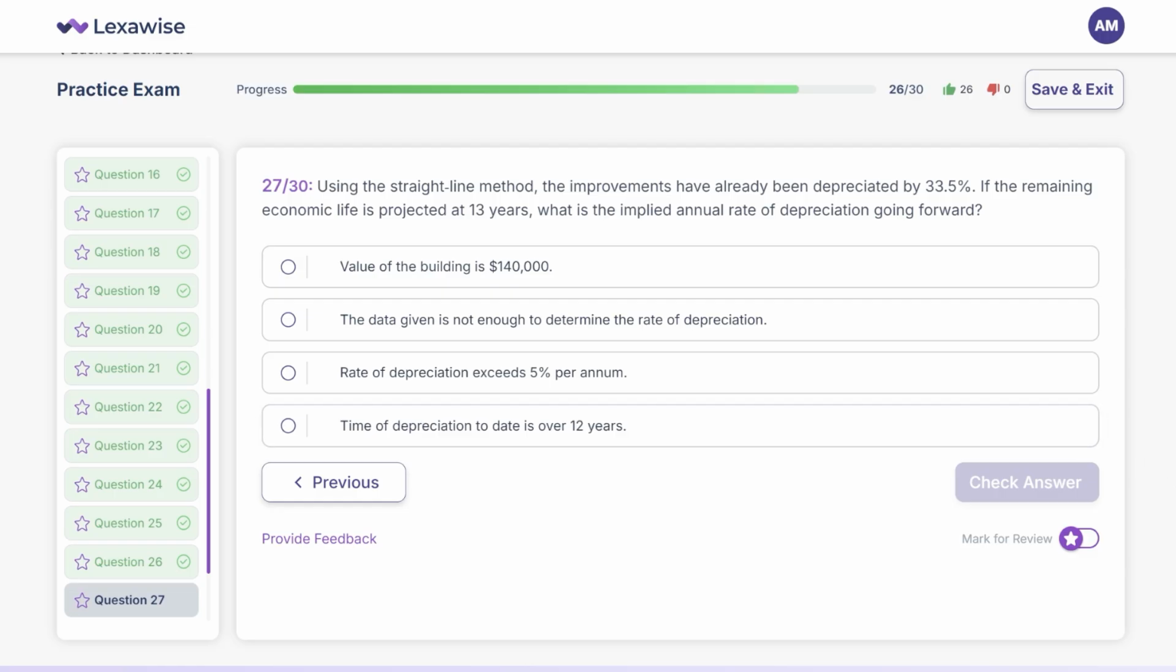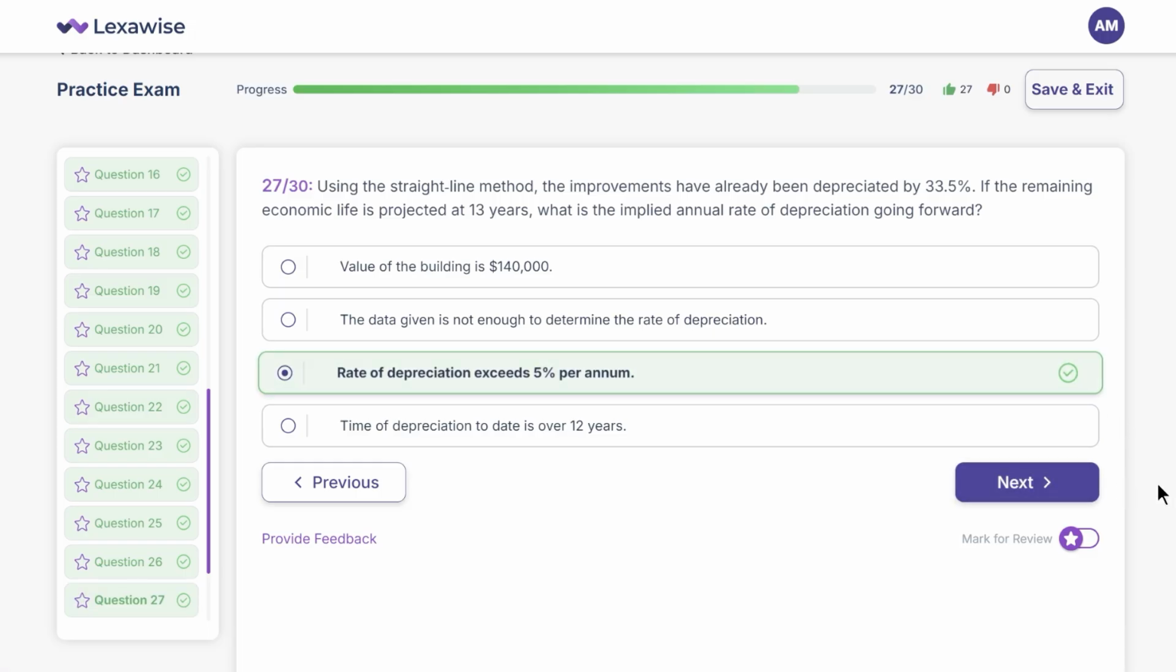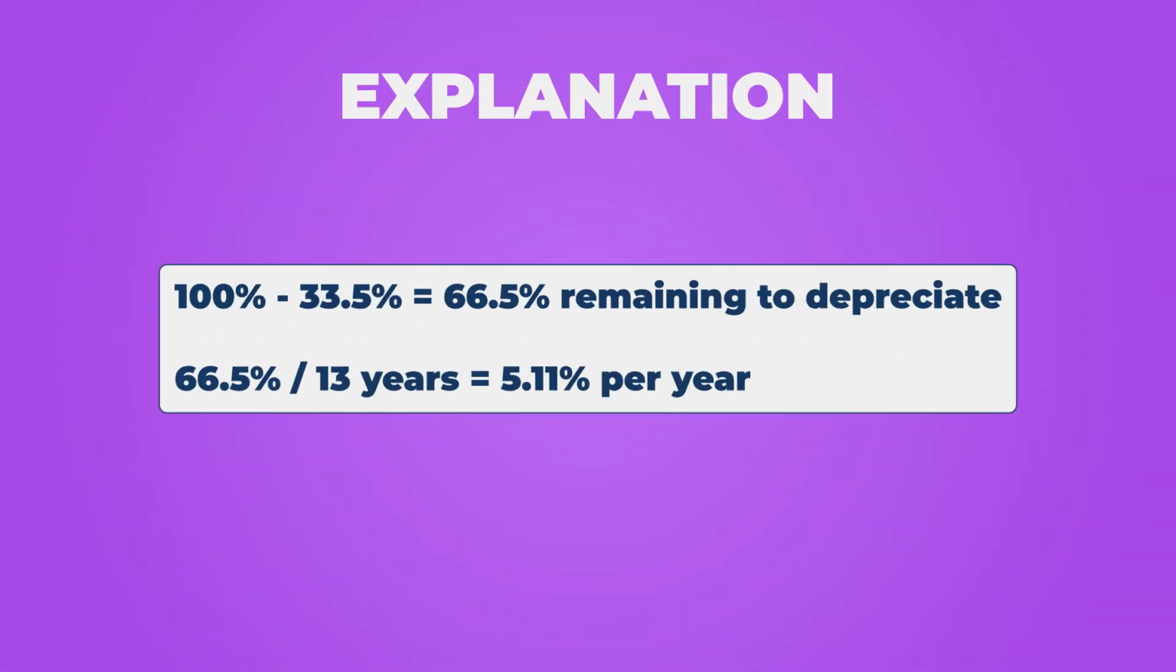Give this one a second. If you said that the rate of depreciation exceeds 5% per annum, you're correct. In order to know that, you need to do this. 100% minus 33.5% equals 66.5% remaining to depreciate. 66.5% divided by 13 years equals 5.11% per year.